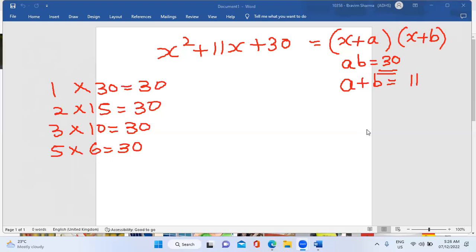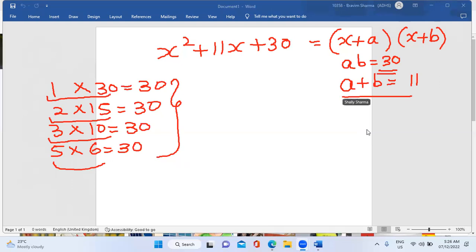Factors of 30. So 1 times, 2 times, 3 times, these all are the factors of 30. Okay. Now, in all the cases, I am getting 30. But I need to know which one is producing the sum as 11 also, if I add the numbers.